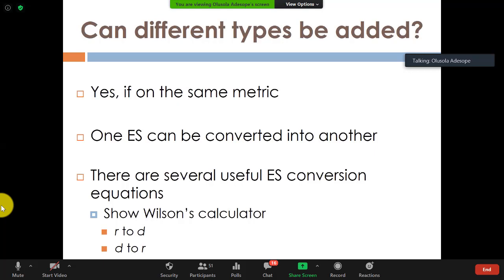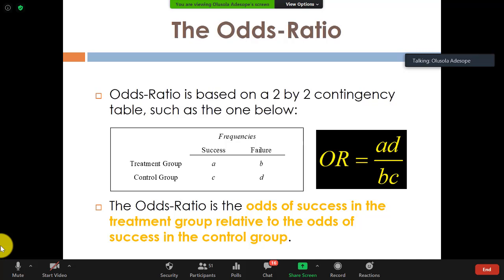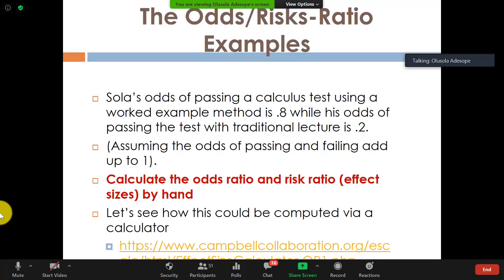One effect size can be converted to another. There are several useful effect size conversion equations. We can convert r to d, d to r, and so on and so forth. Odds ratio, risk ratio. I have these PowerPoints which can be shared with you. And then hopefully, if time permits, on Saturday we can look through some hand examples and ask you to do some examples.